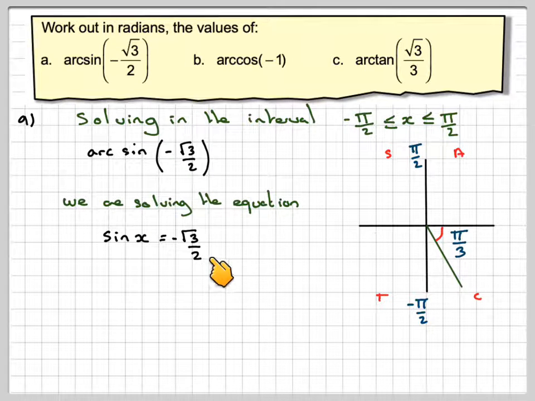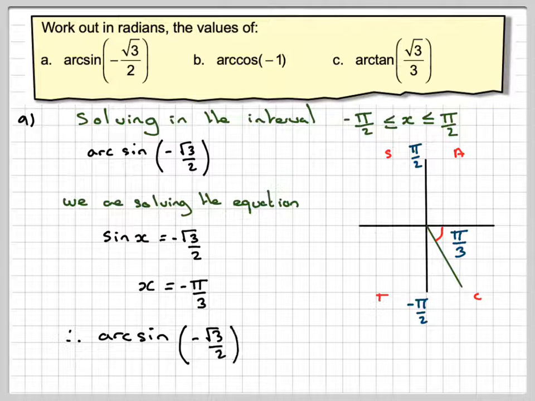So we make the angle, and the sine to the minus 1 of root 3 over 2 is pi by 3. And therefore, if we solve this, we could say that x is minus pi by 3. And therefore, arc sine of minus root 3 over 2 is in fact equal to minus pi by 3.